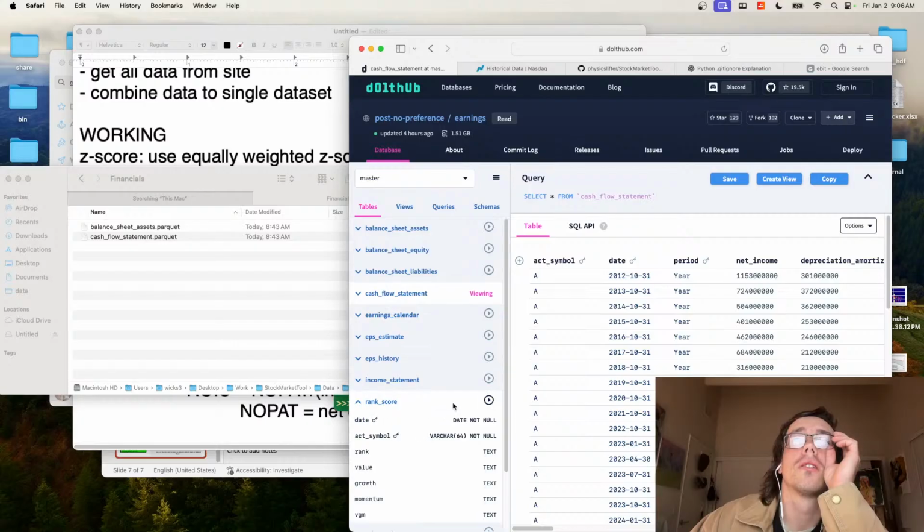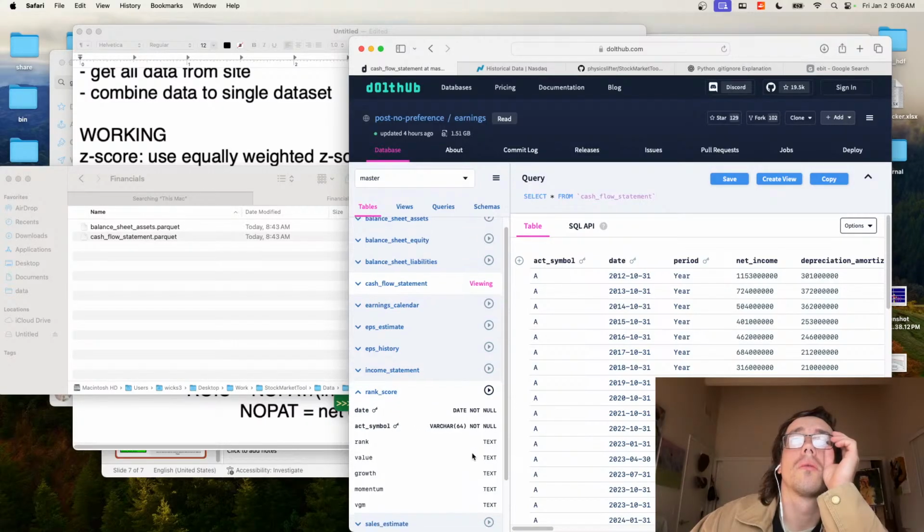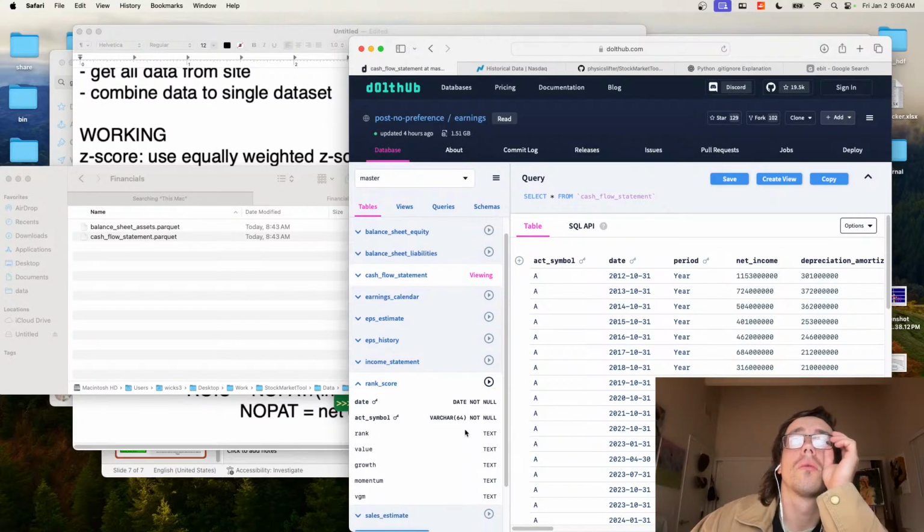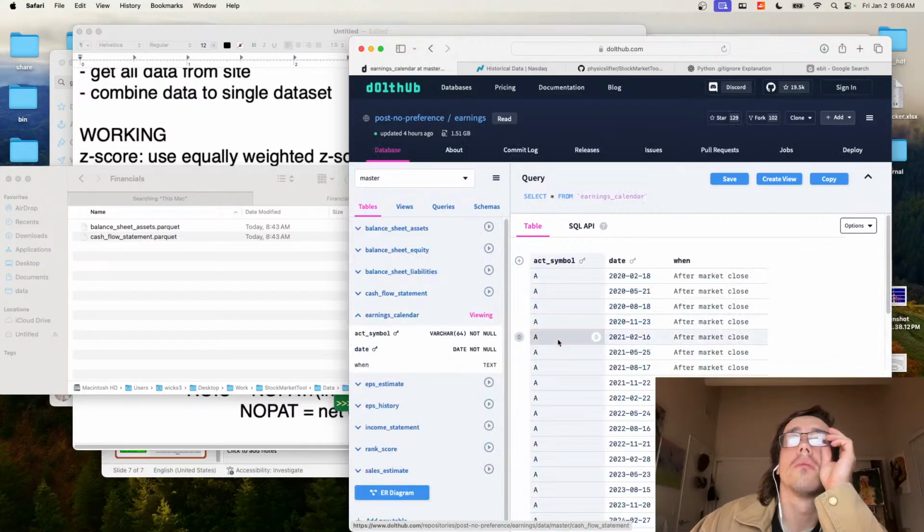What is rank score? Income statement. This is different mode.